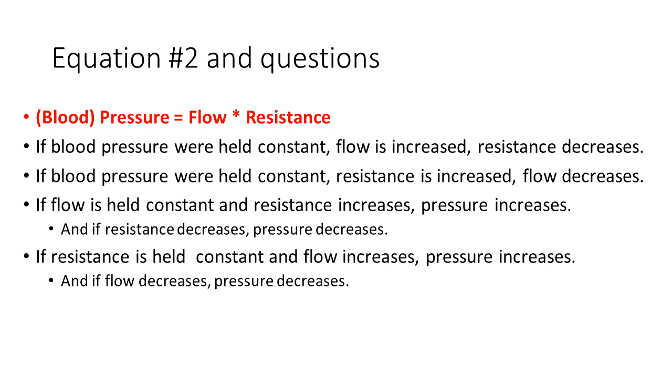Next one, equation number two, and questions will follow in the exercises. Blood pressure equals flow times resistance. You have to remember this. This comes back again and again when we do cardiac physiology and pathophysiology. If blood pressure were held constant, flow increases when resistance decreases. Think about that. Think about this equation. If the blood pressure were held constant and resistance increased, flow decreases.